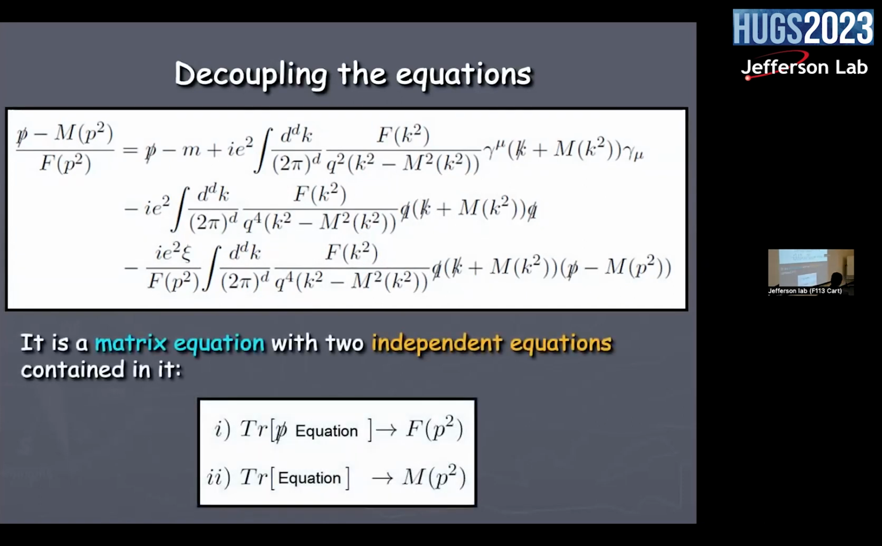Okay? One thing you have to know is that this is basically a matrix equation, because these are matrices here, p mu, gamma mu. In fact, these are 4 by 4 matrices. So in fact, yes.